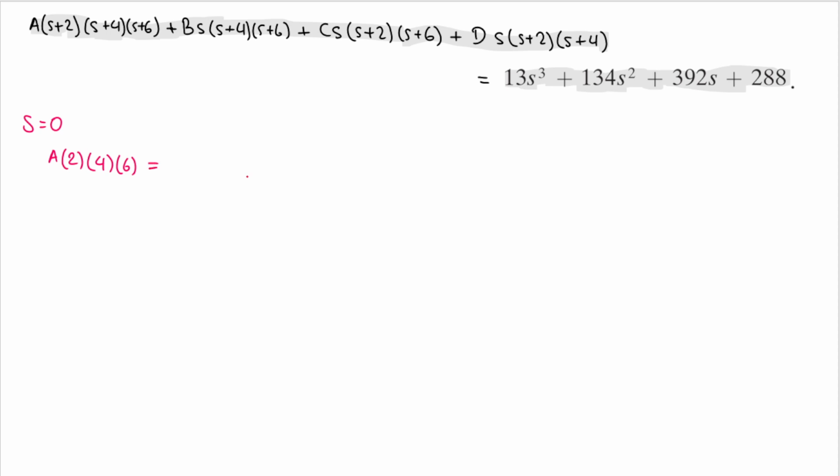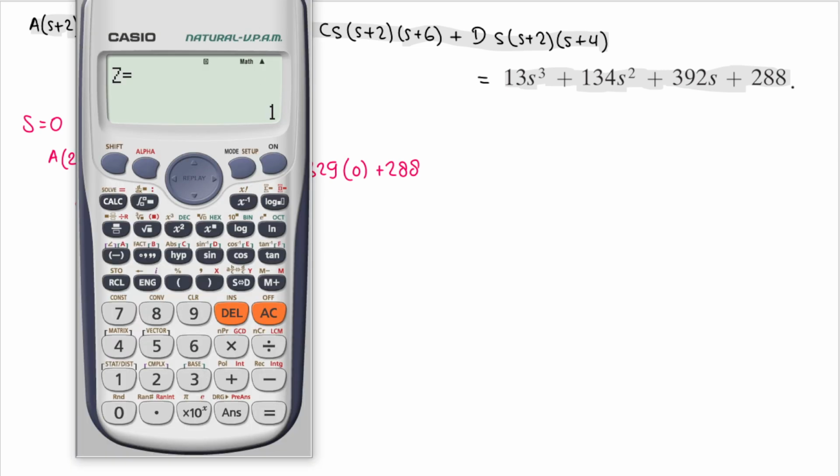If we insert 0 into the right hand side, we will have 13 multiplied by 0 to the third power plus 134 times 0 squared, plus 392 multiplied by 0, then plus 288. Here we will have 48, so 48A is equal to 288. And what is A? I think we need a calculator.